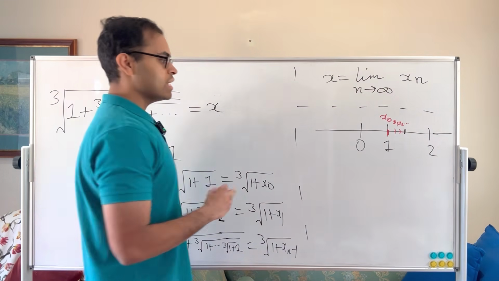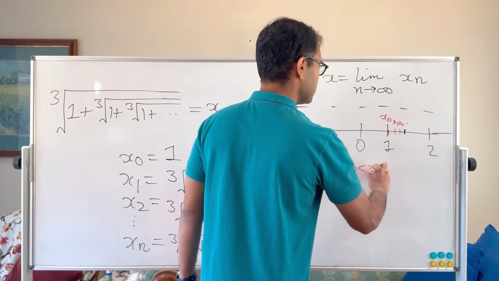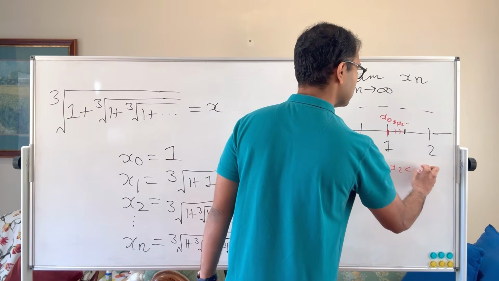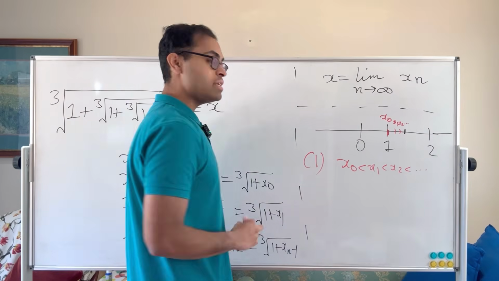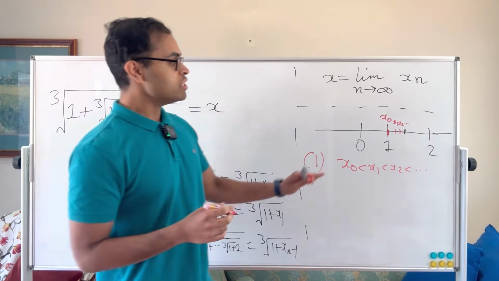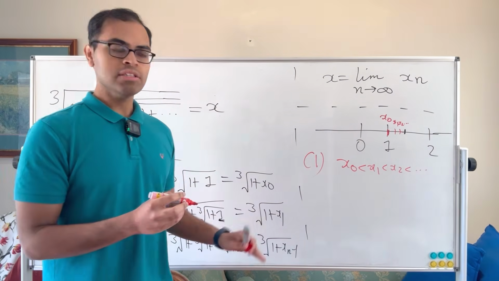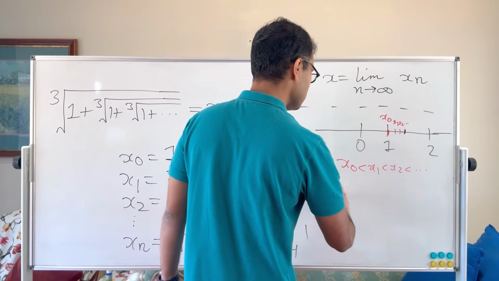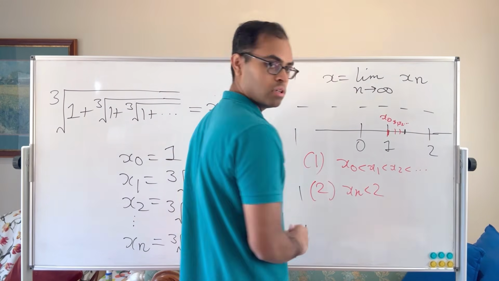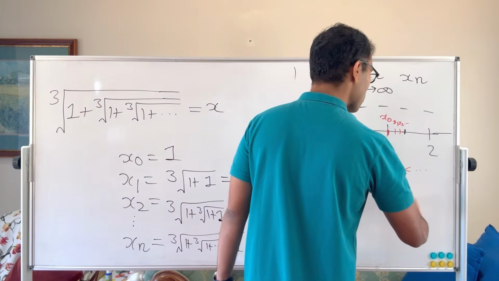x naught is less than x1, is less than x2, and so on and so forth. That's going to be our goal, to understand why this is. That's step 1. And step 2 is to show that they're all bounded. We're actually going to show, as step 2, that xn is less than 2 for all n.